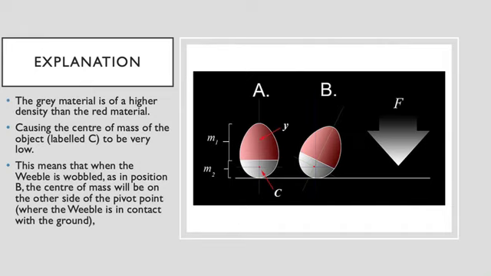This means that when the Weeble is wobbled, as in position B, the centre of mass will be on the other side of the pivot point where the Weeble is in contact with the ground, and so gravity will cause it to return to an upright position, and so our Weeble will wobble, but it won't fall down. Whee! So that's the answer.